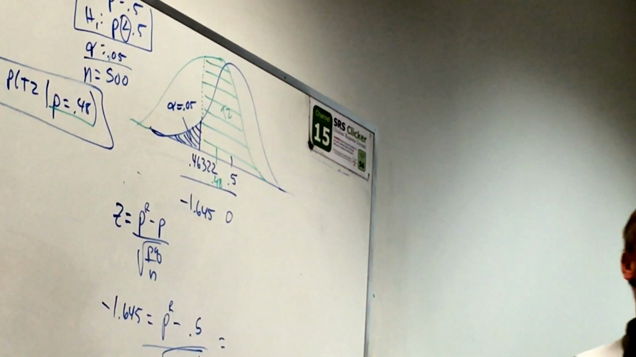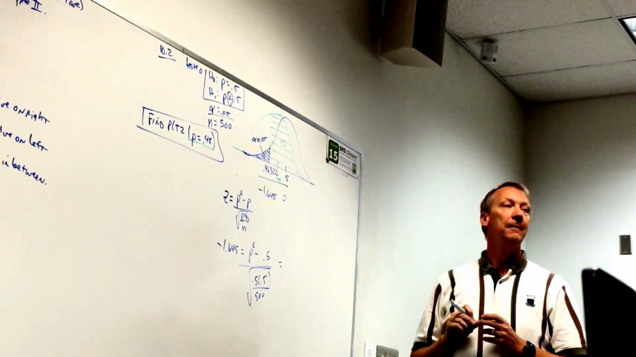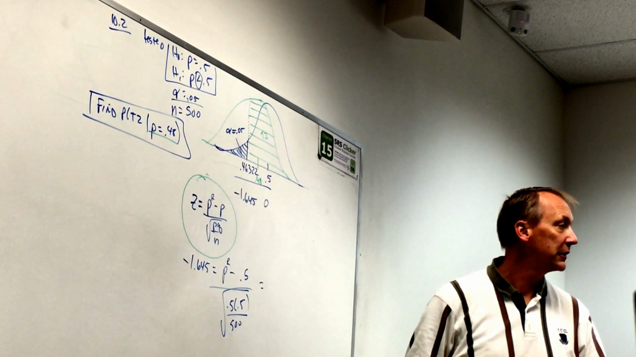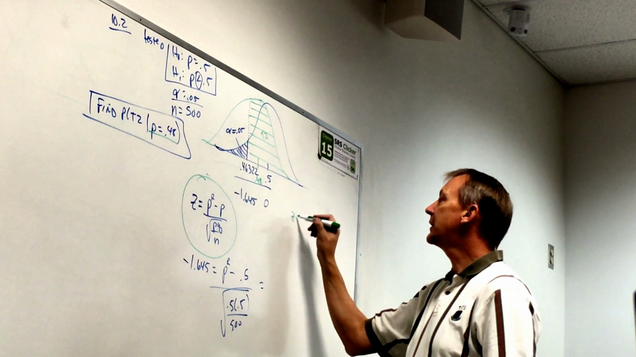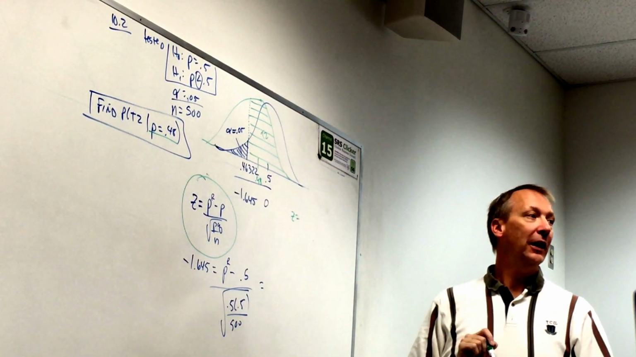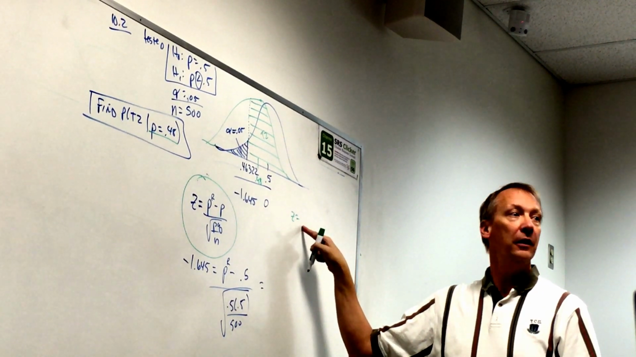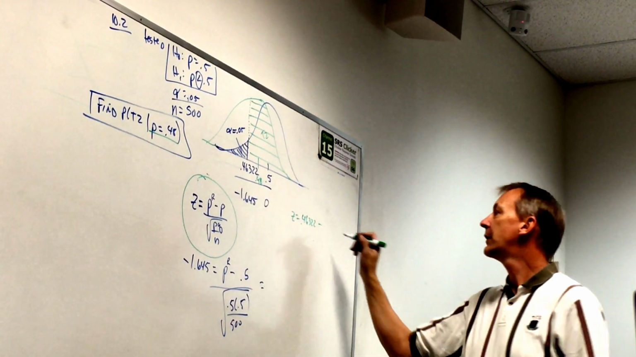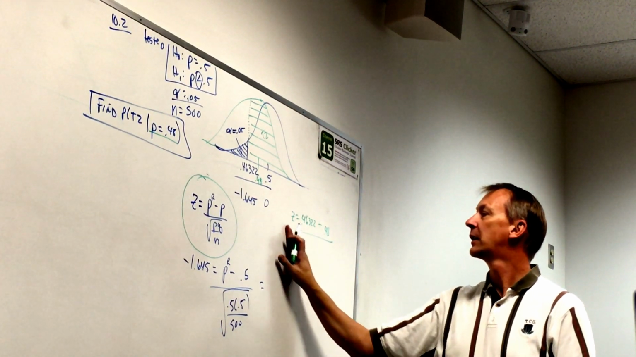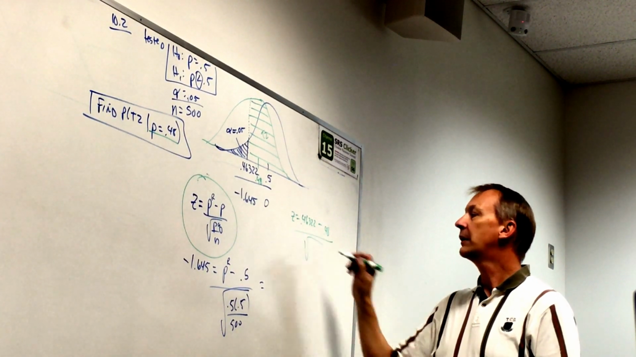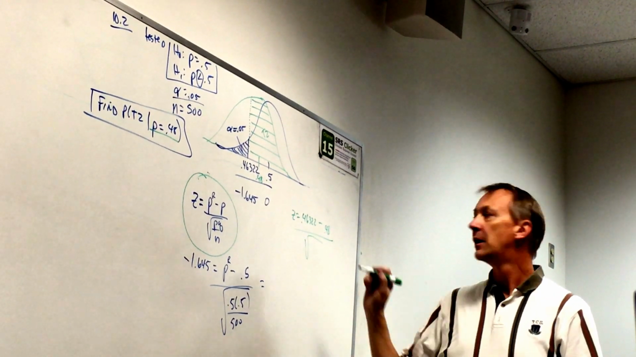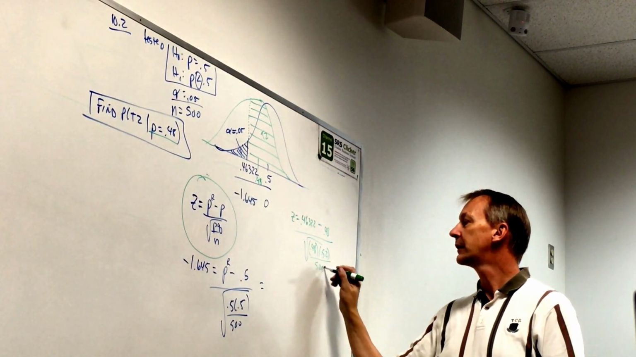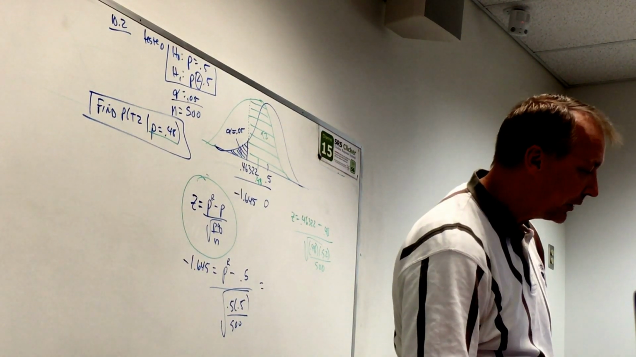Now, how do I find the probability of a type 2 error? I'm going to find my z-score again, using this same equation but with different values this time. My z is still going to equal p hat, or p reject. What value do I put here? 0.46322 minus p, which is 0.48, divided by the square root of 0.48 times 0.52 divided by 500.